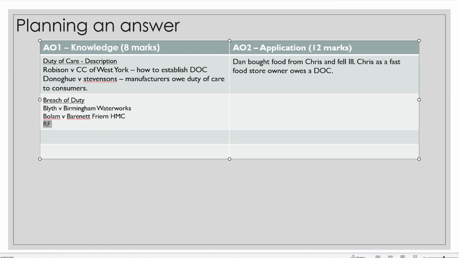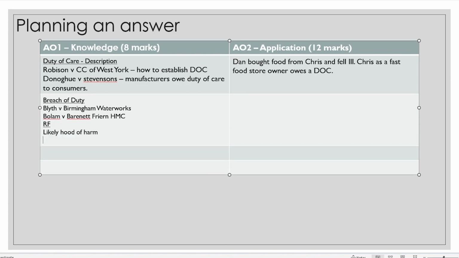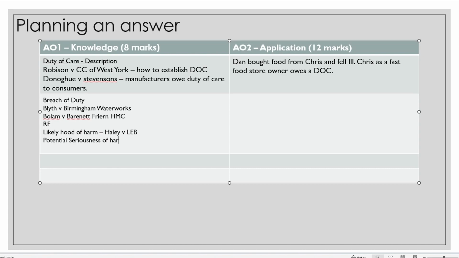Risk factors. So which risk factors are there? Well, that's easy, because we thought about it whilst we were doing the scenario. So, likelihood of harm. And this one we could use good old classic Bradford v. sorry, Haley v. London Electricity Board. Potential seriousness of harm. Then practicality. And this one you can include Latimer v. AC. And the one in this one is, if I remember correctly, Paris v. Stepney Borough Council.